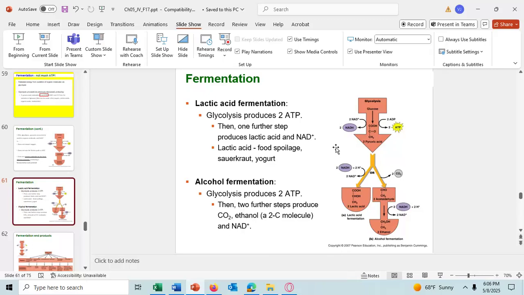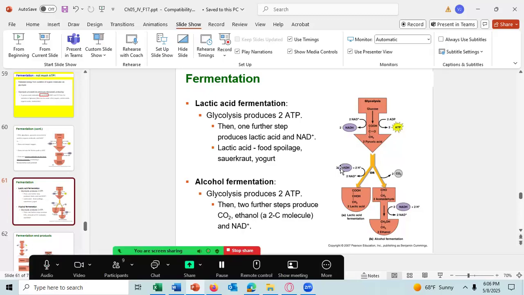Kind of. The NADH in making lactic acid makes NAD plus, recycling the NAD plus so that glycolysis can continue to happen. If you run out of NAD plus, glycolysis will end because you need NAD plus to get glycolysis to occur.